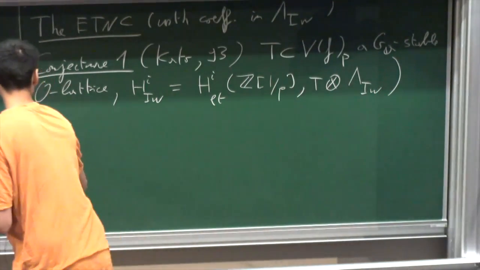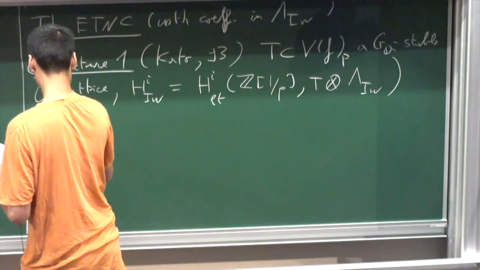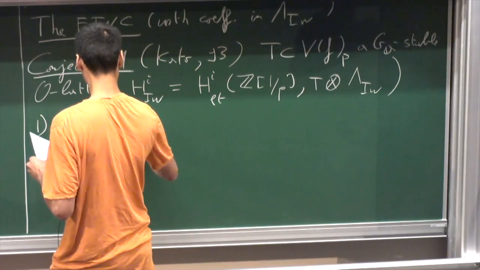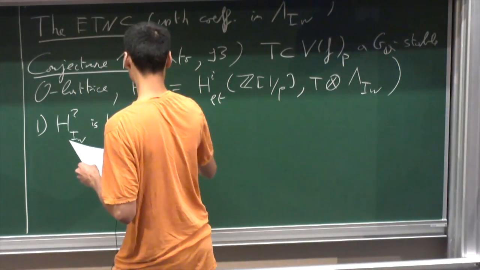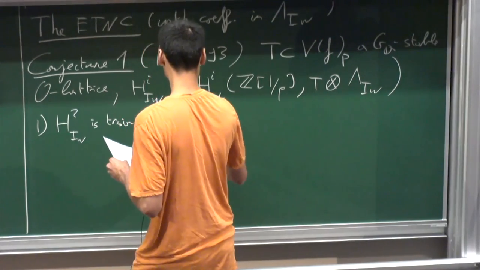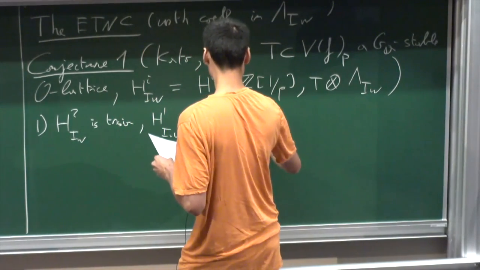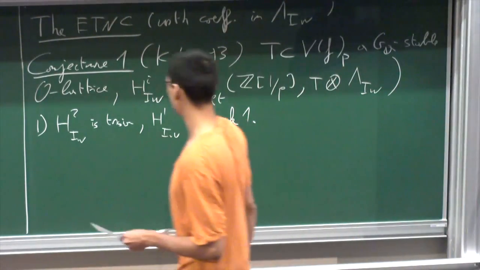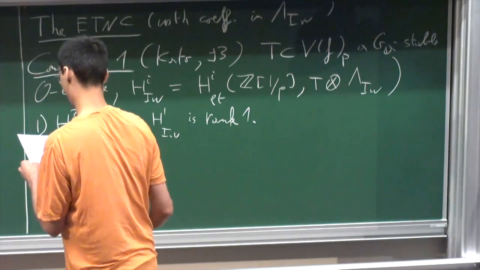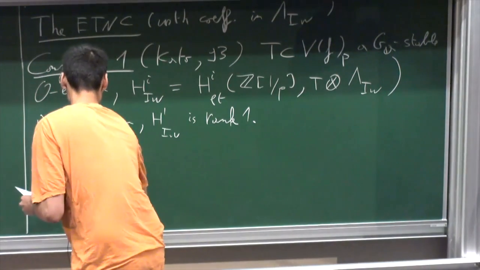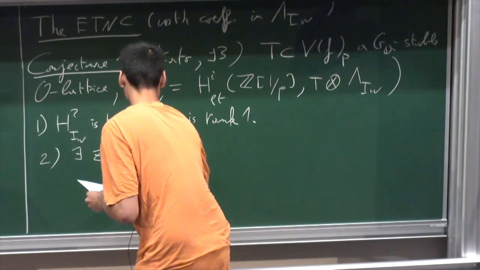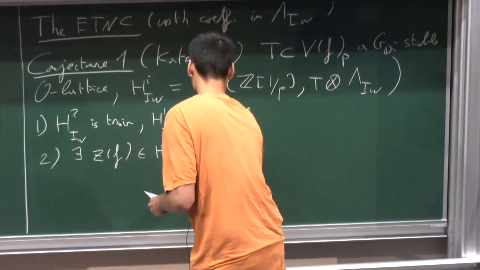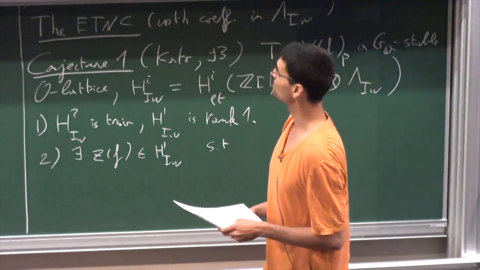then, first of all, H^2 Iwasawa should be torsion as a Lambda module. H^1 Iwasawa should be of rank 1, and all the other H^i should vanish. And second, there exists a class z_F inside H^1 Iwasawa satisfying two properties.